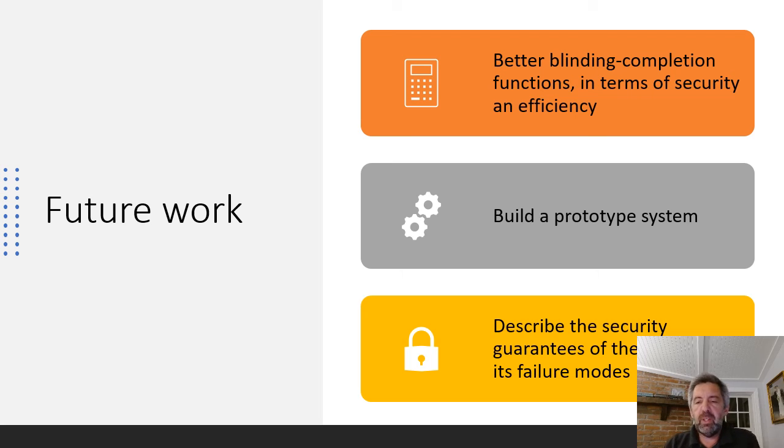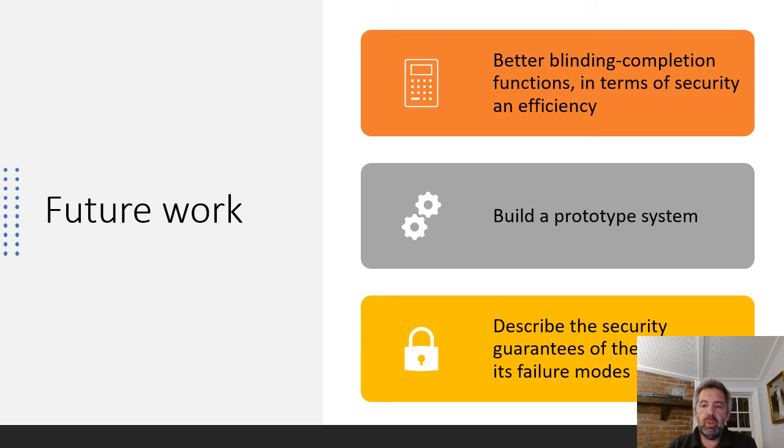We have identified several areas for future work. I'm going to briefly highlight some of them. The blinding completion functions that we have proposed rely upon a generator and multiplication. This can lead to some potential security risk because if an LPID and APID are discovered, the ratio between them is the same.